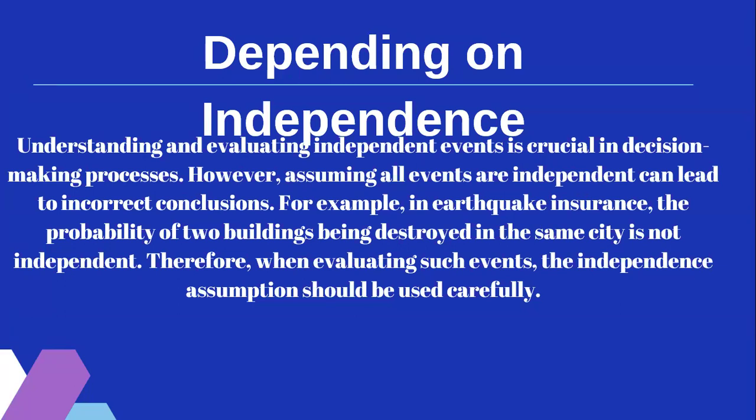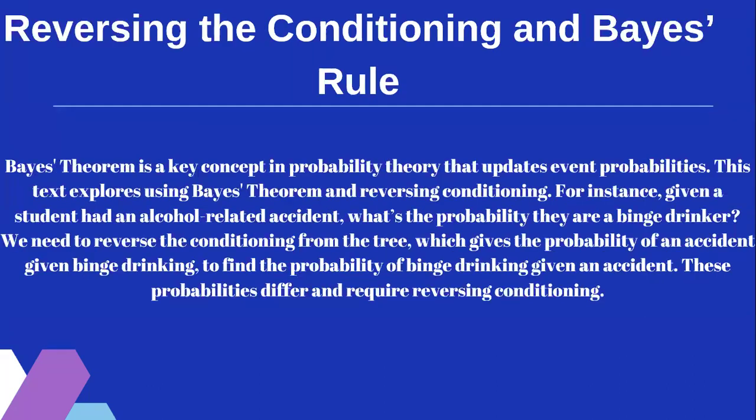Depending on independence. Understanding and evaluating independent events is crucial in the decision-making process. However, assuming all events are independent can lead to incorrect conclusions. For example, in earthquake insurance, the probability of two buildings being destroyed in the same city is not independent. Therefore, when evaluating such events, the independence assumption should be used carefully.